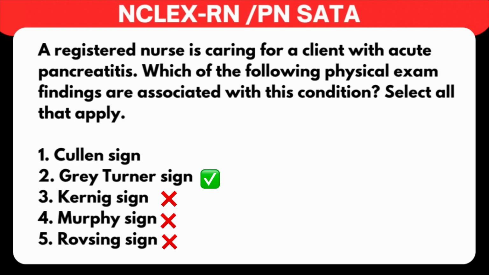Now, looking at number 1, Cullen sign, do you remember what this is? You've got it. This is blood in the peritoneal cavity, which can occur in severe cases of acute pancreatitis. Cullen sign occurs around the umbilicus or around the belly button area, and I always think that is the center of your abdomen. And Cullen and center both start with the letter C, so that's an easy way to remember this. So looking at our answer choices, we know that options 1, Cullen sign, and option 2, Gray-Turner sign, are indicative of acute pancreatitis. Great job, everybody.